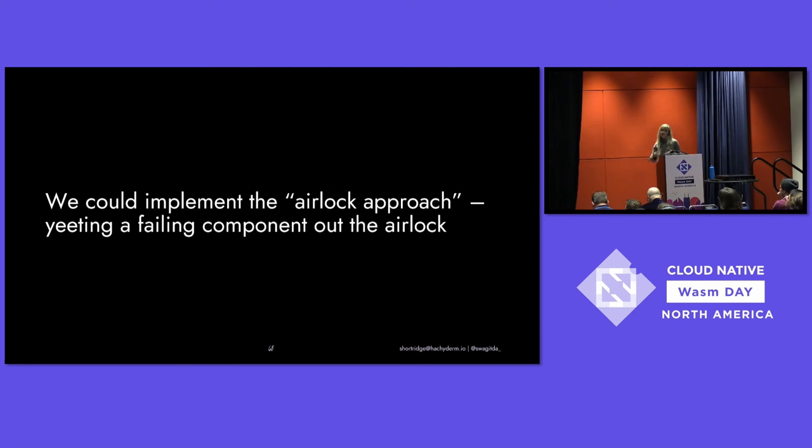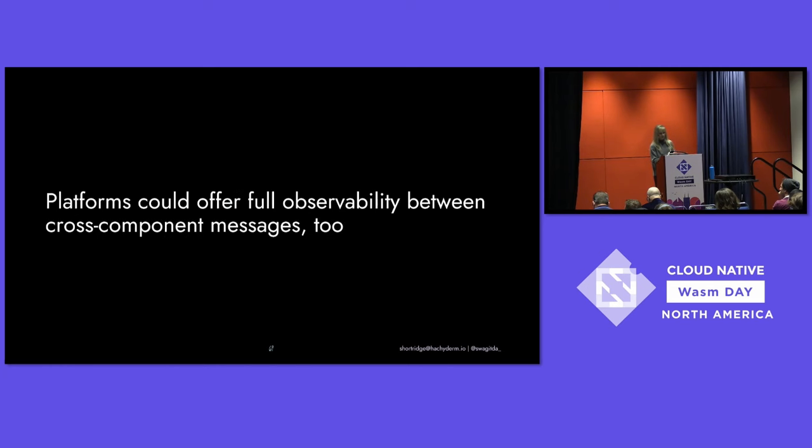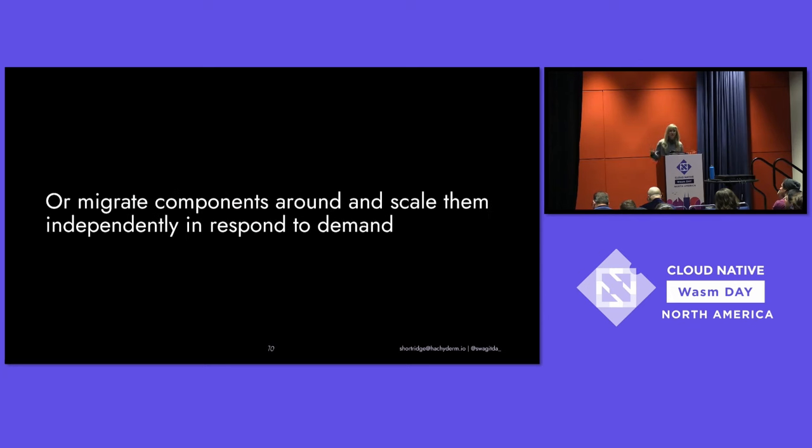And platform providers could leverage the component model to do what I call the airlock approach in my new book. Like, you can yeet components out the airlock on behalf of developers when something goes wrong. That way, again, failure of one component doesn't degrade the rest of the system. Platforms could also offer full observability between cross-component messages, or they could migrate components around and scale them independently in response to demand, too. So I kind of think it's the app platform of our hopes and dreams.